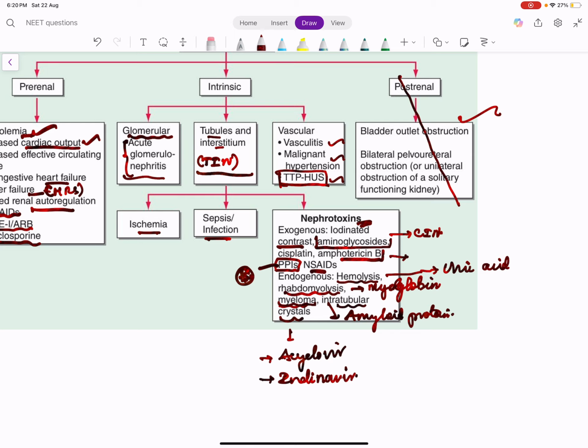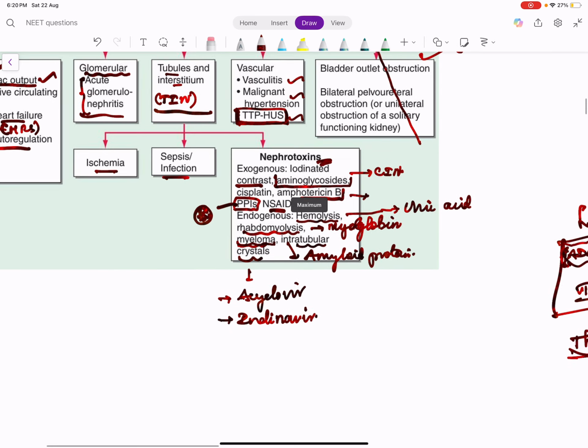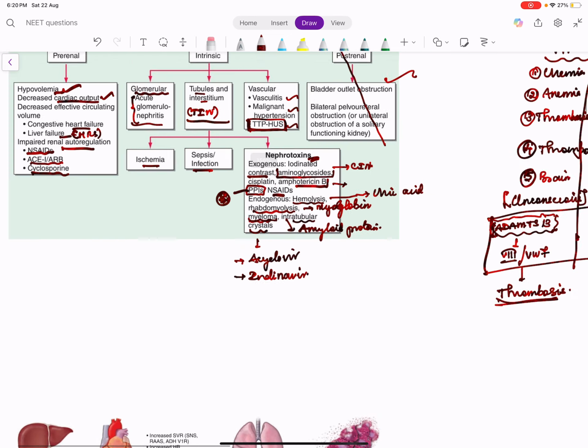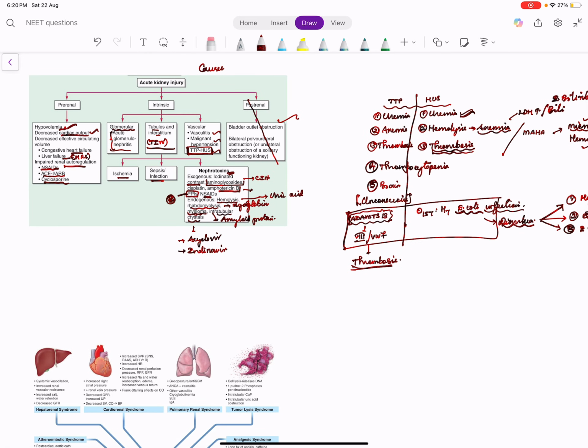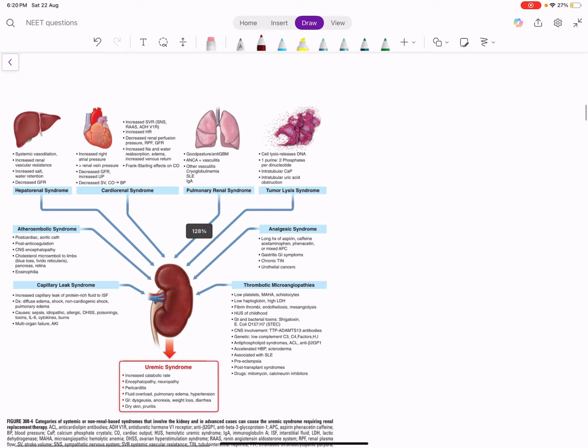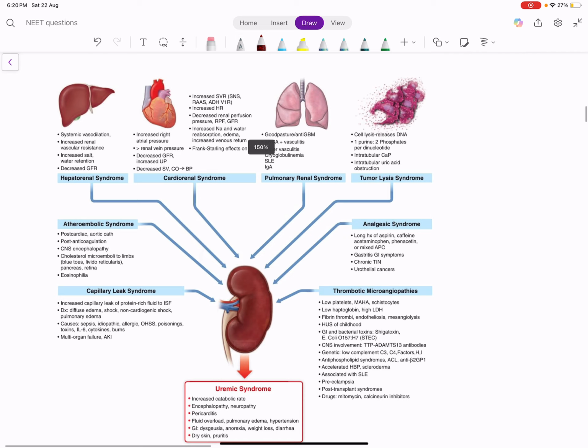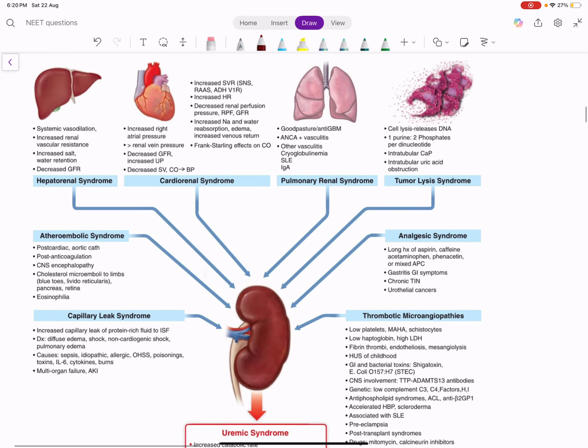We discussed one vascular disease, which is TTP-HUS. We discussed about the deposition diseases: hemolysis, rhabdomyolysis, myeloma, crystal deposition, because the other things we'll be discussing subsequently. See, this is nothing but all causes which are summarized and some clues are given.